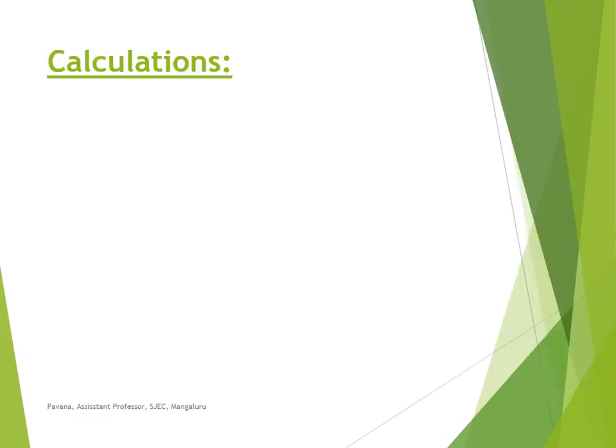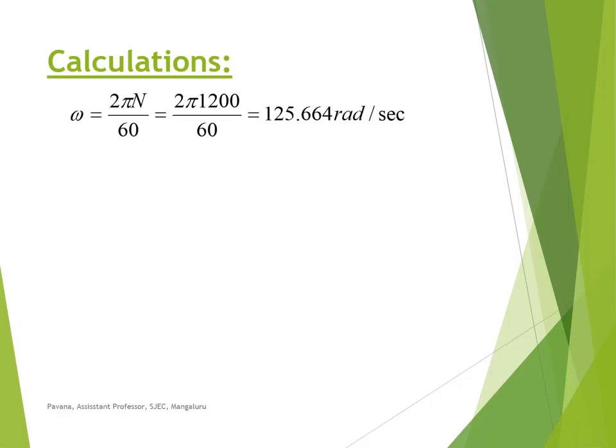Coming to the calculation part, he has asked us to calculate the maximum velocity and acceleration at both inward and outward stroke. For that we need the data. The data we need is given in the question. First in the question it is given 1200 rpm. Using that speed we need the omega value.